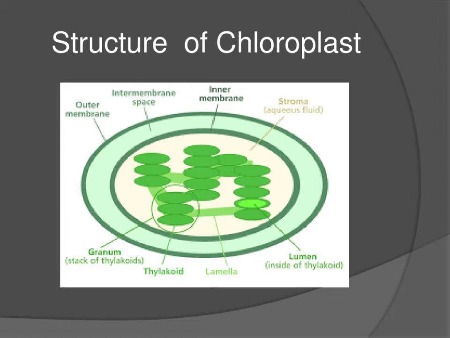The second one is stroma, which is mentioned in white color. This is a kind of matrix structure present within the inner membrane. This is called stroma and it contains some DNA, 70S ribosomes and other molecules which are required for protein synthesis. So this is your second point, stroma.